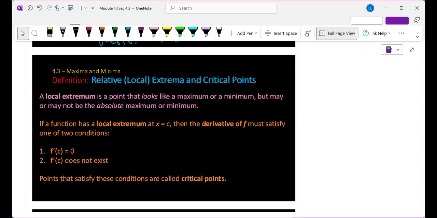Extremum is just the fancy word. So we're using the derivative to figure out where those points are. Like everything before, we were just looking at the graph. I have no clue what the equations are. But in calculus, we don't give you graphs. We're mean. We give you equations.